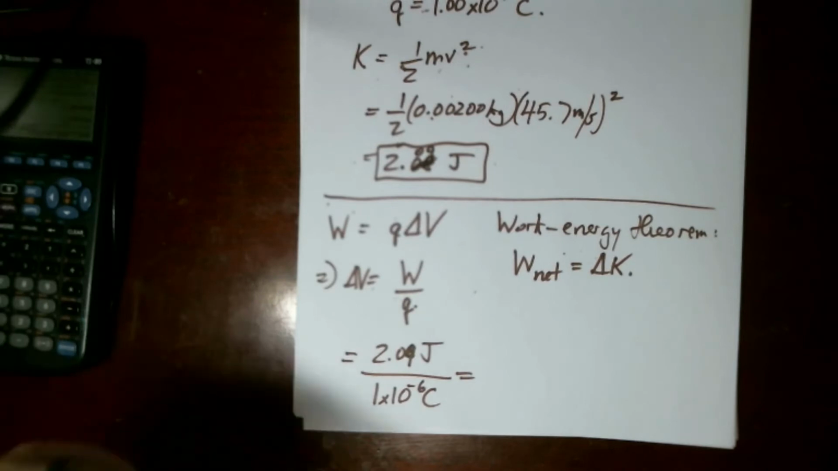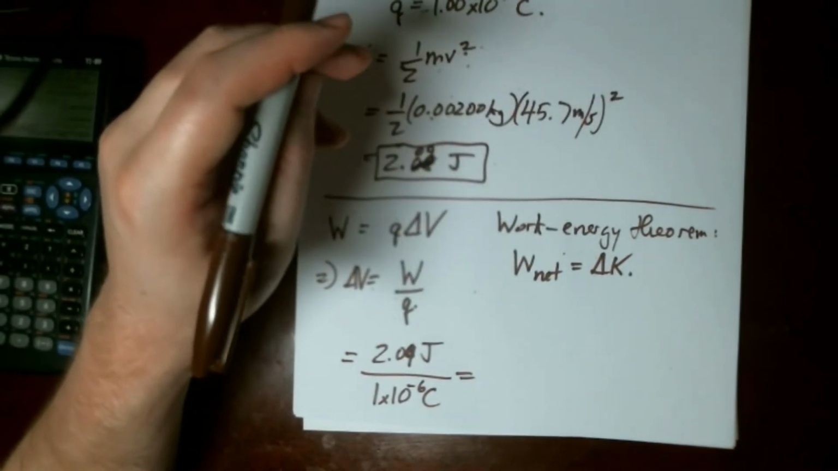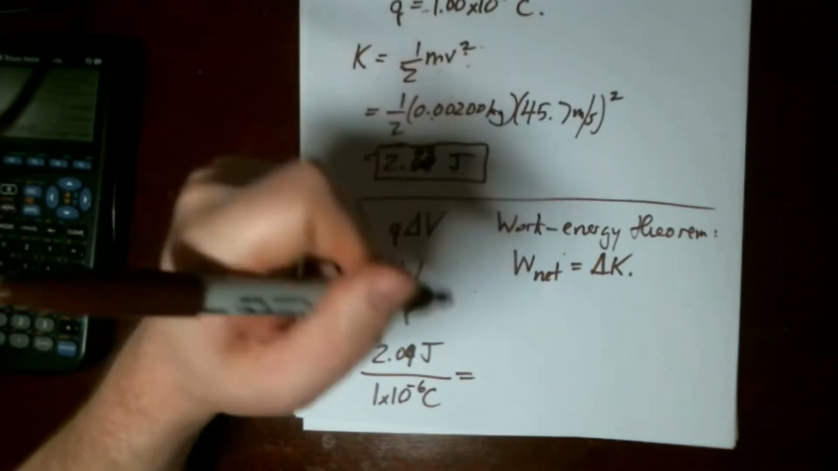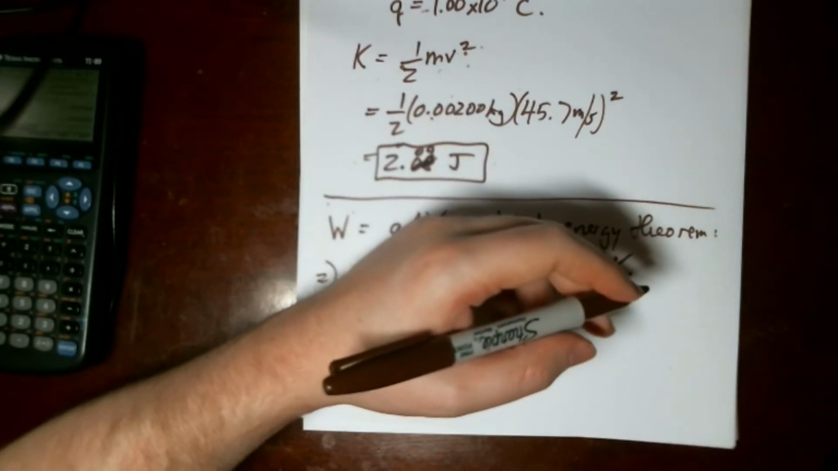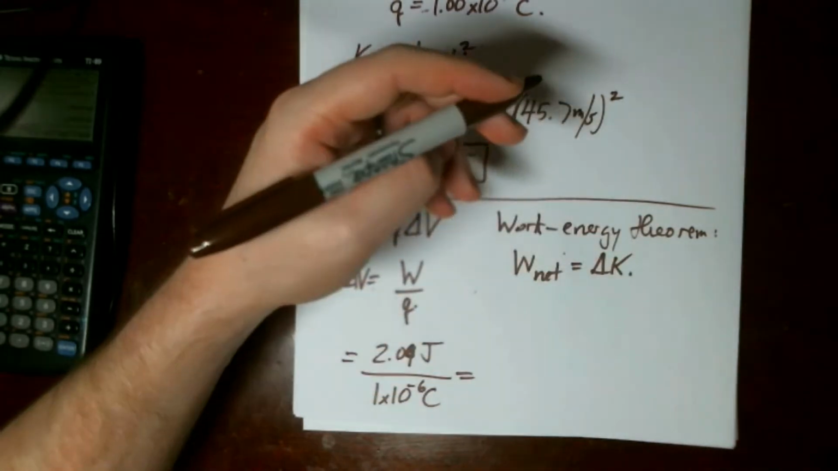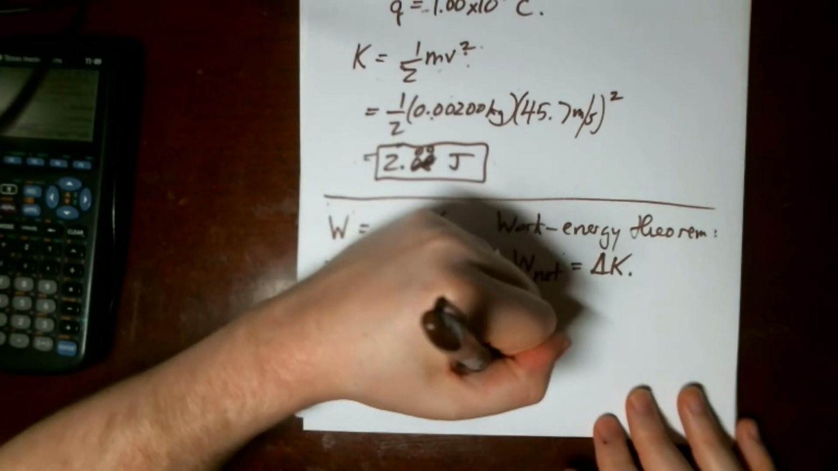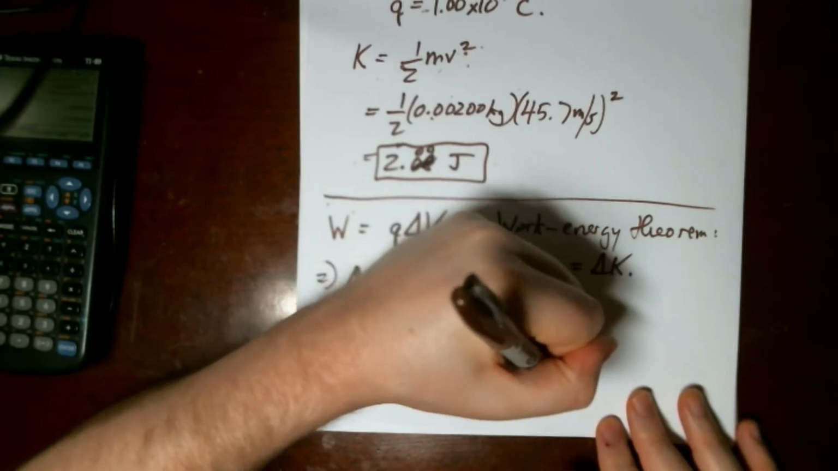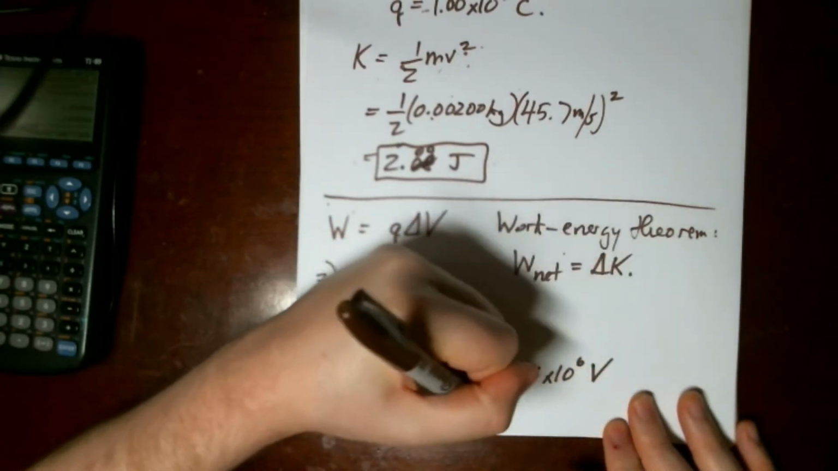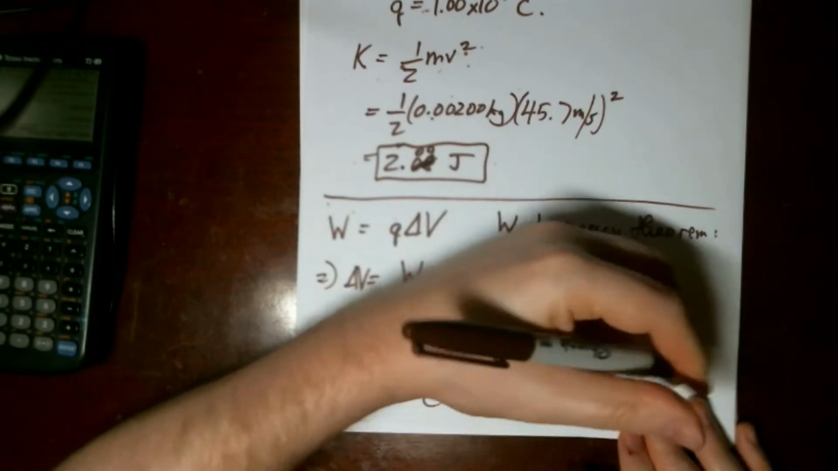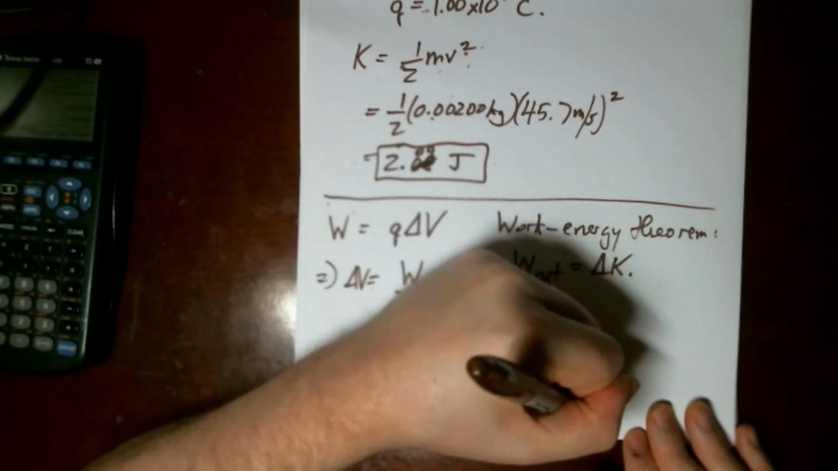And it turns out that if we want to accelerate it to a speed of 45.7 meters per second, we need to accelerate the pellet through a potential difference of 2.09 times 10 to the 6th volts, or I'll call that 2.09 megavolts.